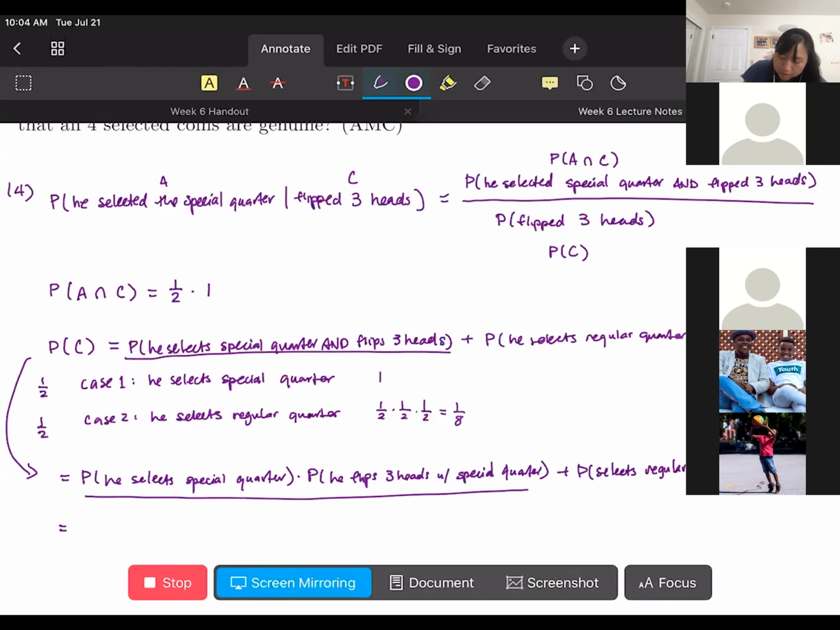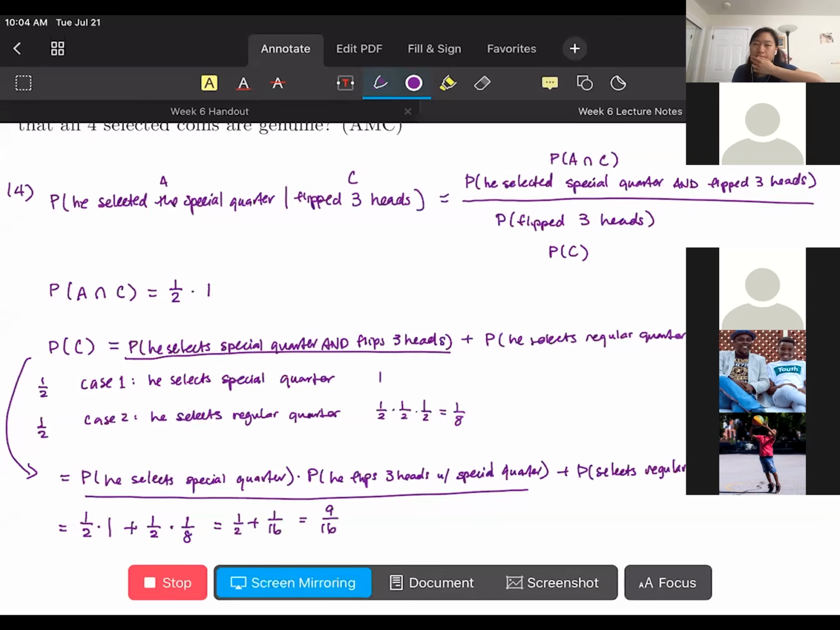So the probability he selects the special quarter is 1/2. The probability he flips 3 heads with the special quarter is 1, because they're all heads. The probability that he selects the regular quarter is 1/2, and the probability that he flips 3 heads with the regular quarter is 1/8. So this gives us 1/2 plus 1/16, which gives us 9/16. Any questions on that so far?